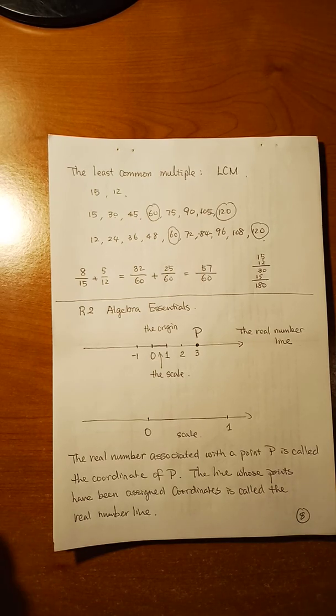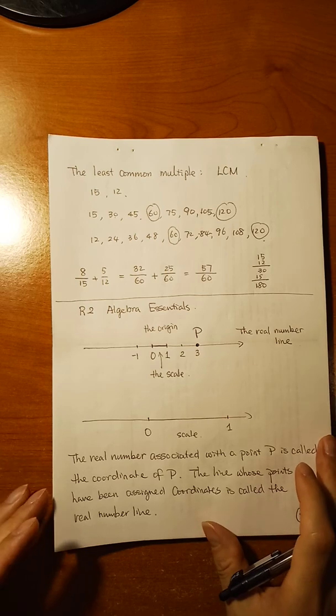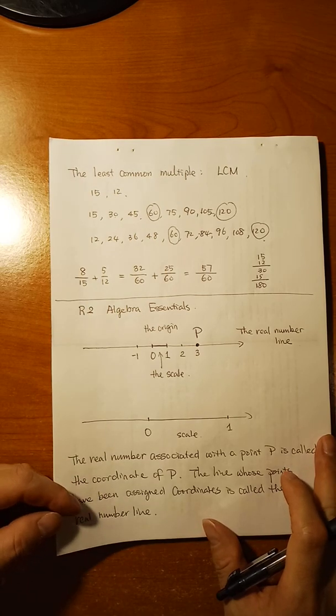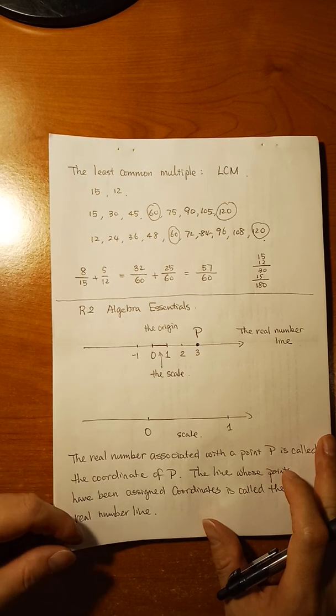Okay, and we also know that the product of two positives is positive, the product of two negatives is also positive, and the product of a positive and a negative is negative. Okay.